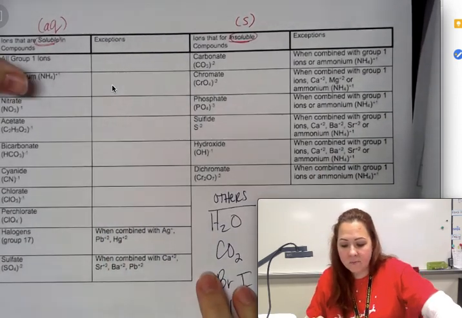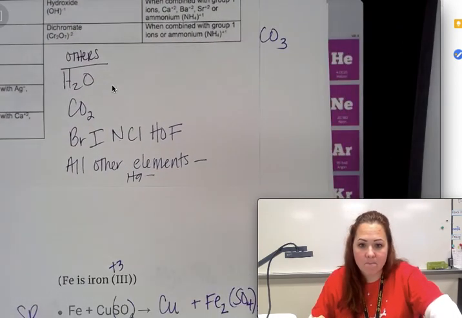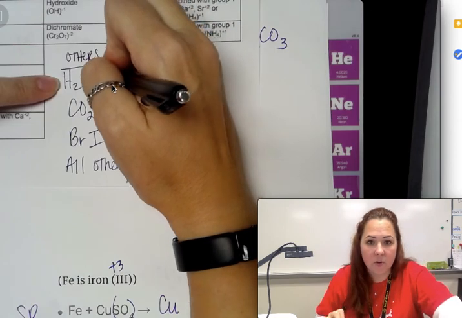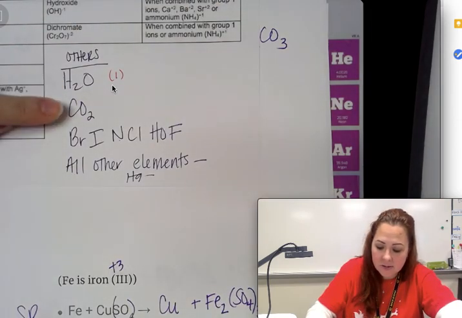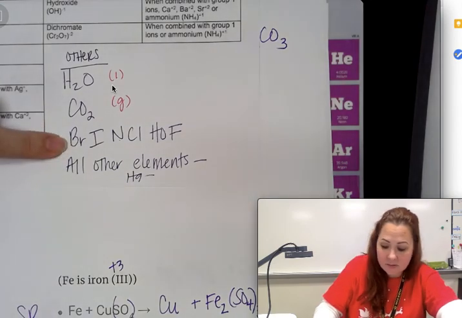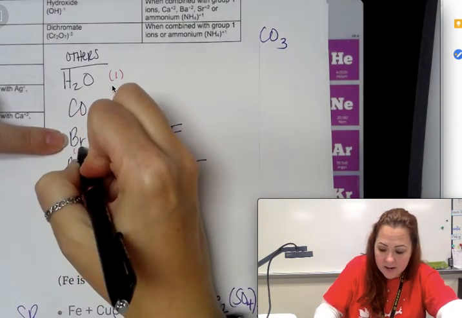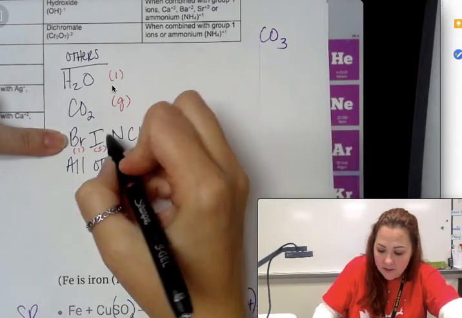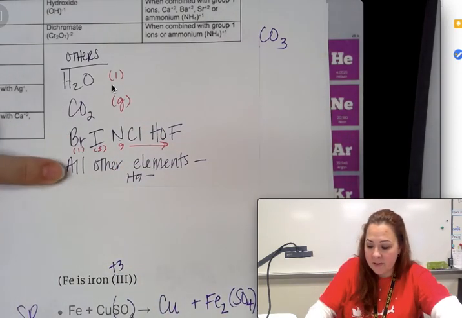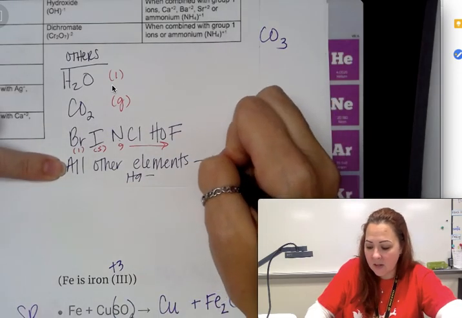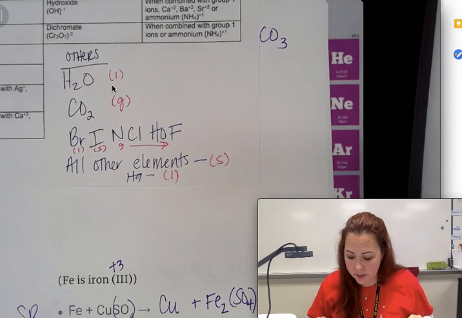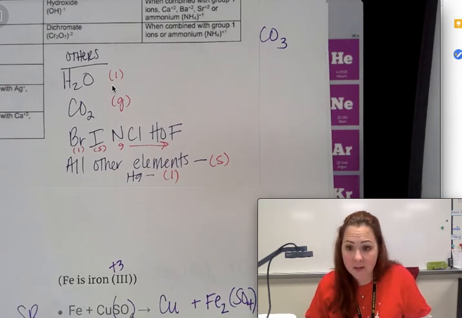Now down here, just for some extra information, if you have water, it's always a liquid. Carbon dioxide is always a gas. Your Brinkelhoff elements: bromine is a liquid, iodine is a solid, everything else is always a gas. And then all of your other elements are always a solid, except for mercury, which is a liquid. So I just wrote those down to have that extra information when I am going through my examples.